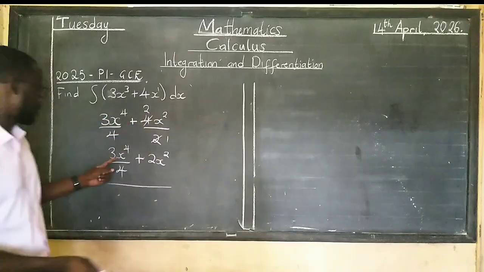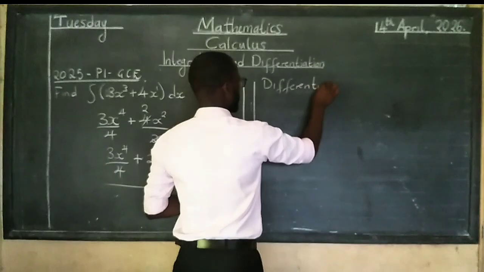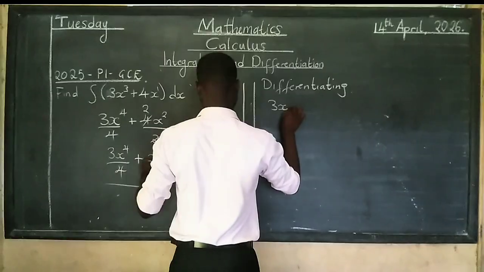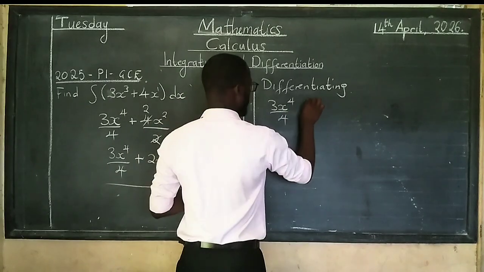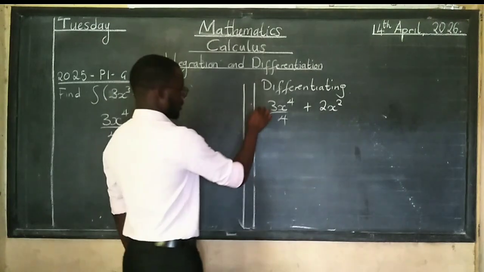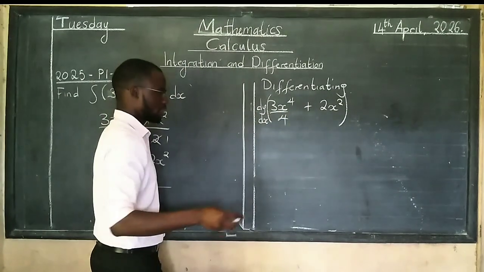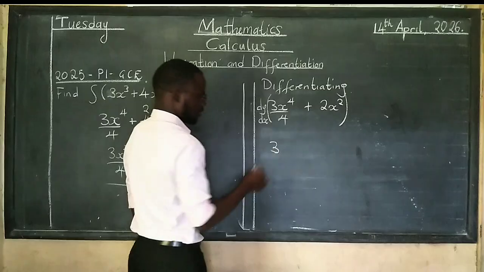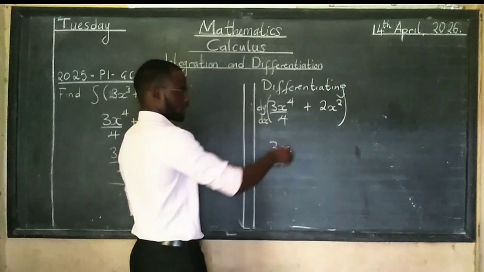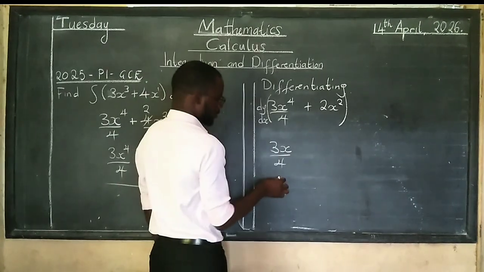We should get the question. So differentiating here, this is going to be 3x to the power 4 over 4 plus 2x to the power 2. So differentiating this, we say dy dx of this. Finding dy dx, what do we do? 3 as it is, x as it is, the 4 at the bottom as it is. The only thing that changes is the power. For the power, we are going to subtract by 1. So 4 minus 1 is 3.